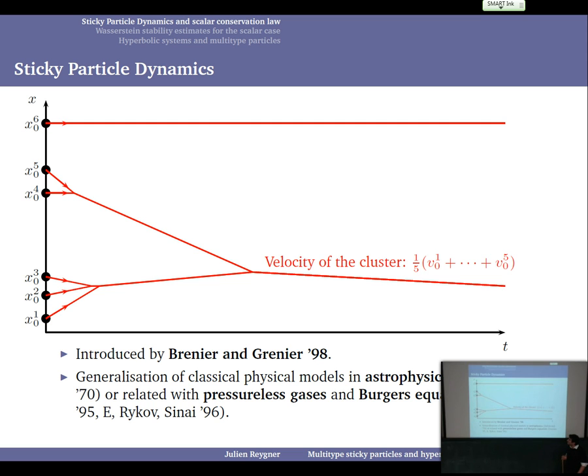Okay, so this dynamics at this level of generality was introduced by Brenier and Loeper to solve scalar conservation laws, but actually such adhesion dynamics were well known from physicists for a long time. In particular, it was used as a model in astrophysics, and it is also related to systems of pressureless gases and an elementary model in turbulence, essentially because this particle system here shares the same phenomenology as the Burgers equation.